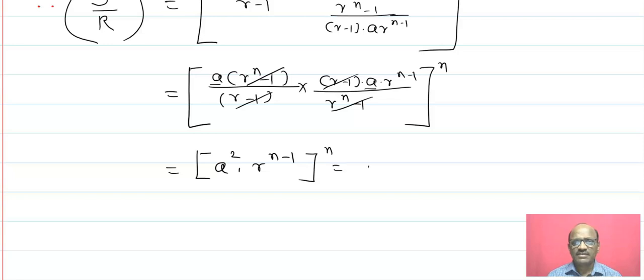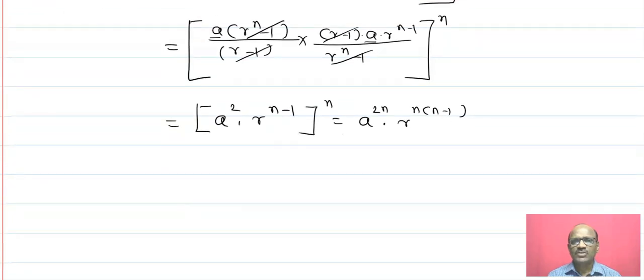Therefore, this is a raised to 2n into r raised to 2n minus 2. R raised to, that is r raised to n into n minus 1. A raised to 2n into r raised to n in bracket n minus 1.